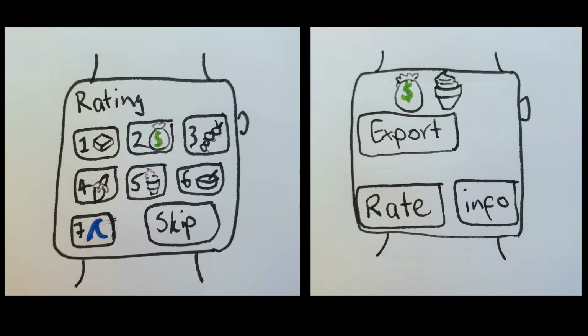So on a watch UI, this is the UI I'm building for my first iteration. You have numbers 1 to 7 with the emojis and a potential skip button, and the ability to export your data to share maybe with your GP or your doctor, your nutritionist, or something like that.